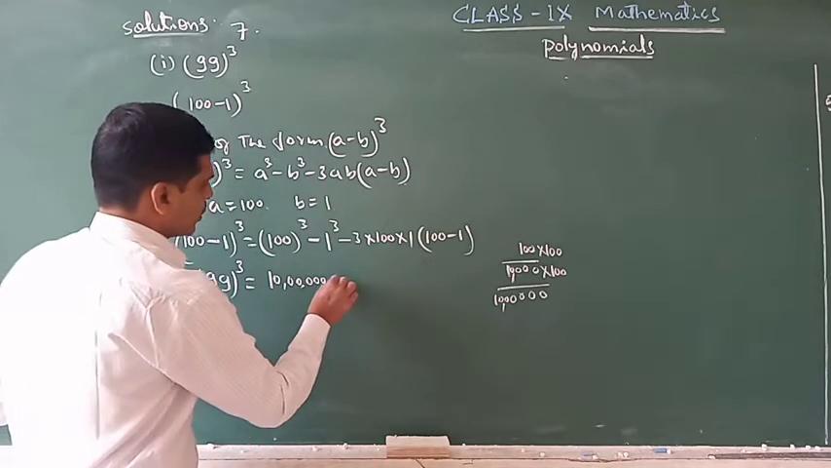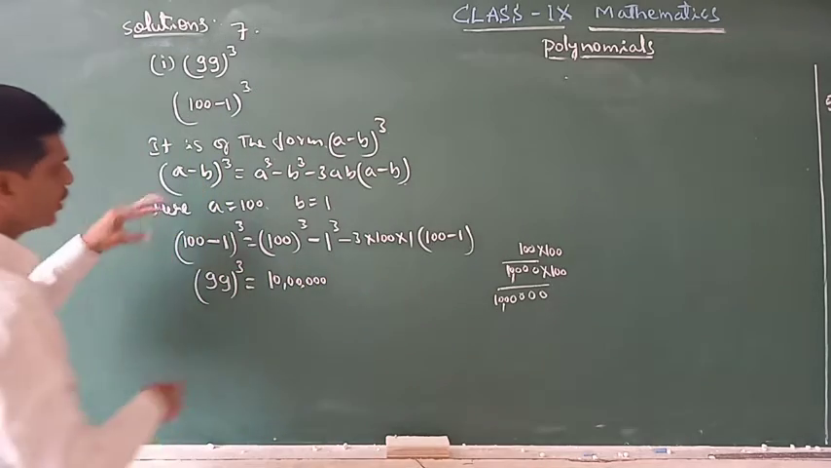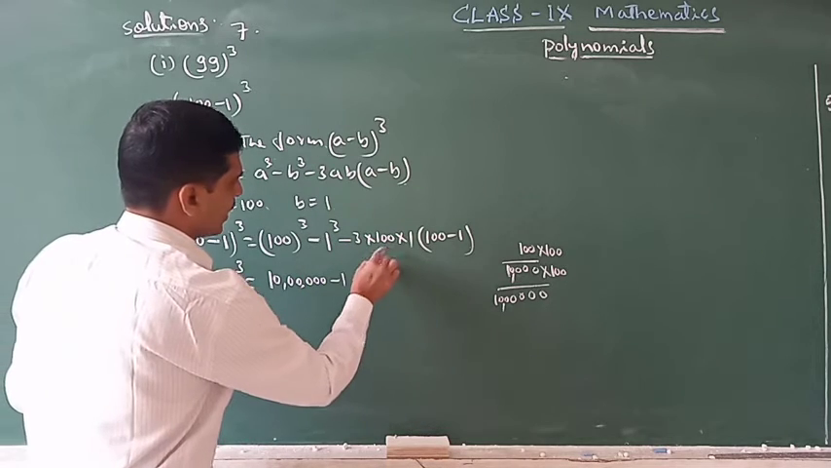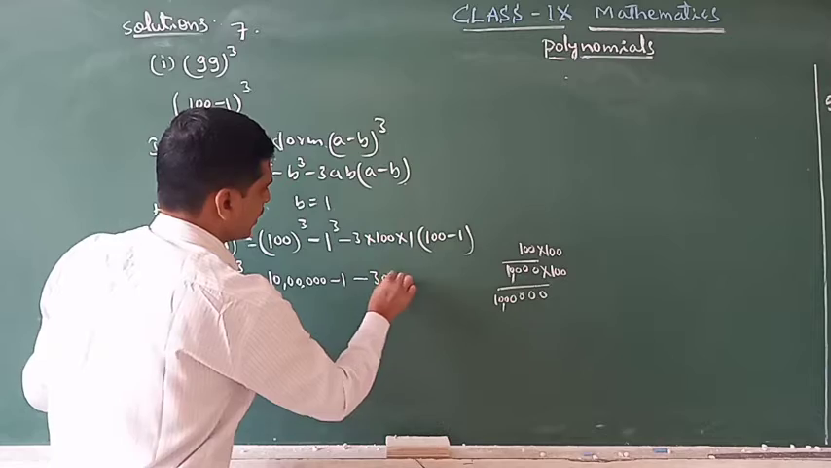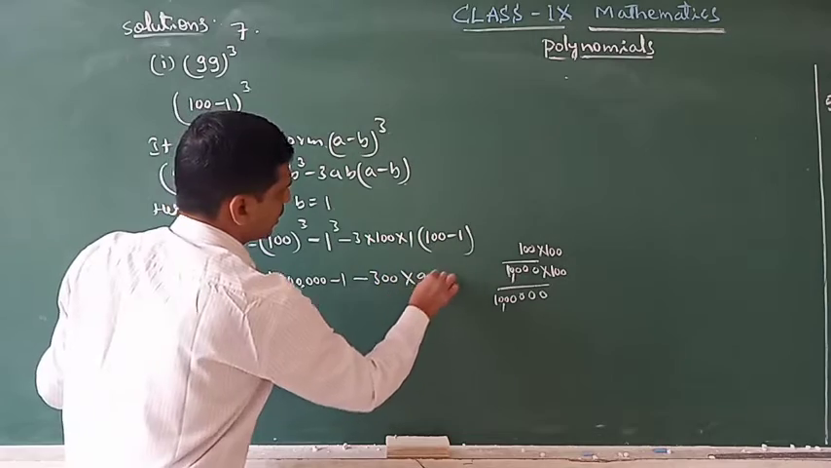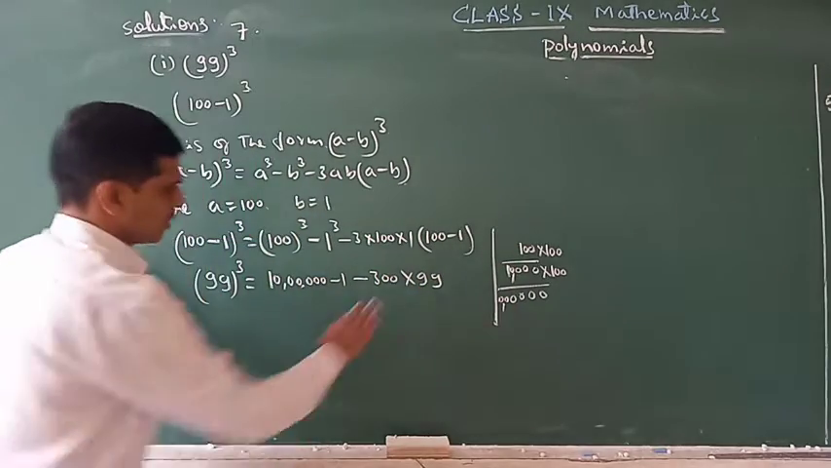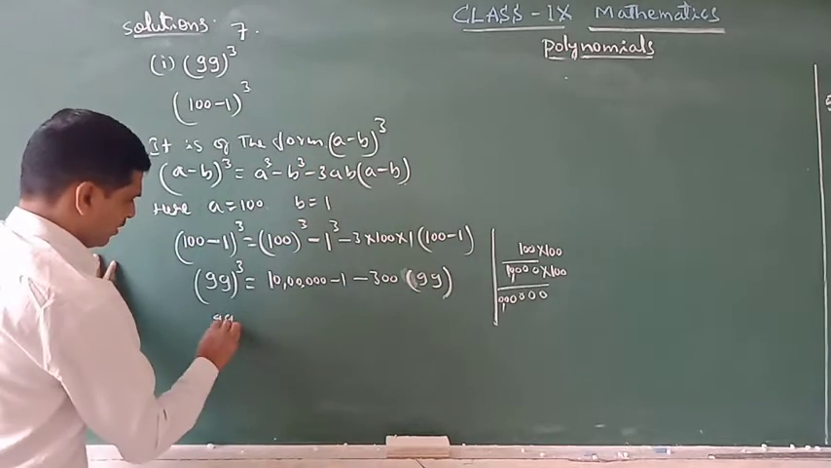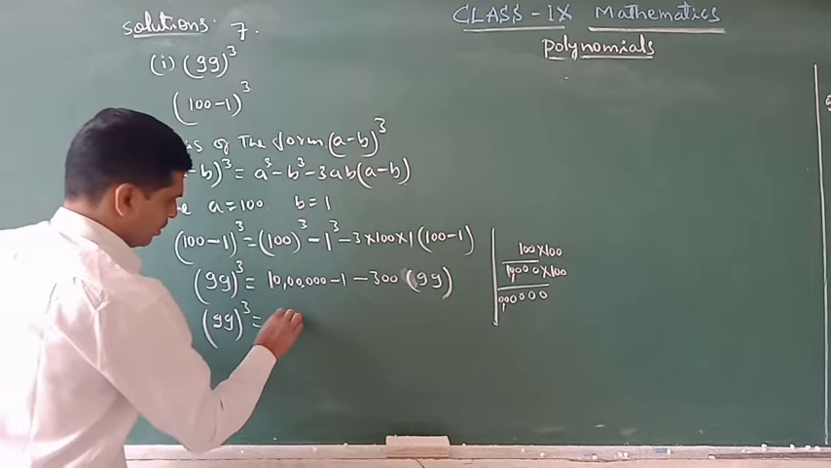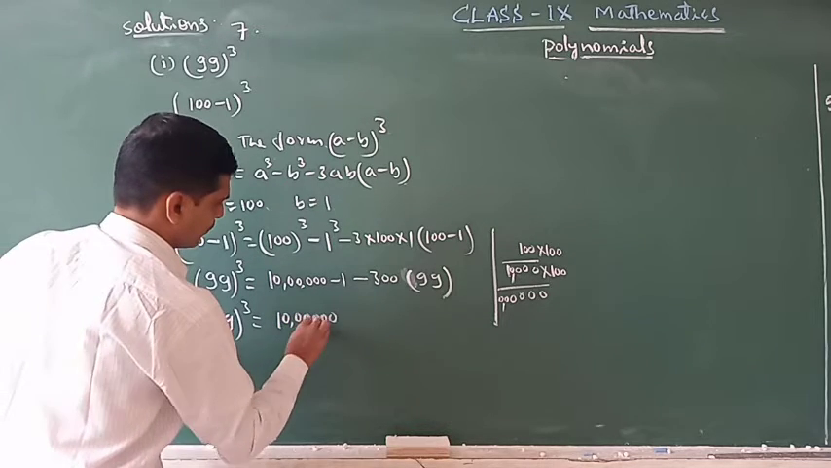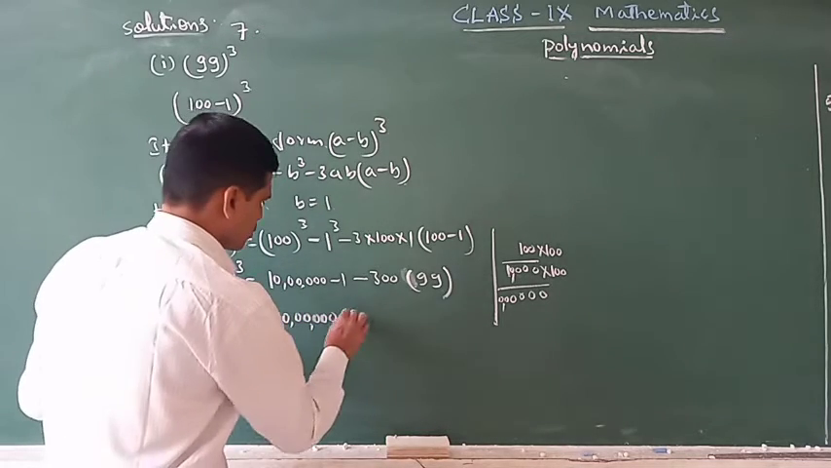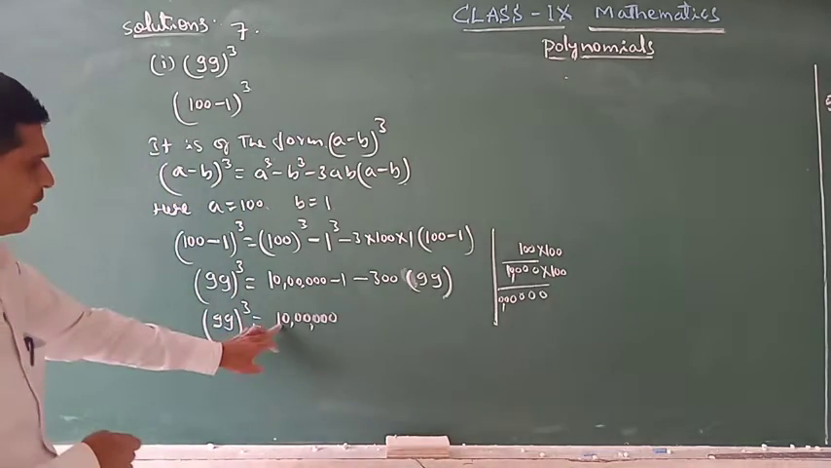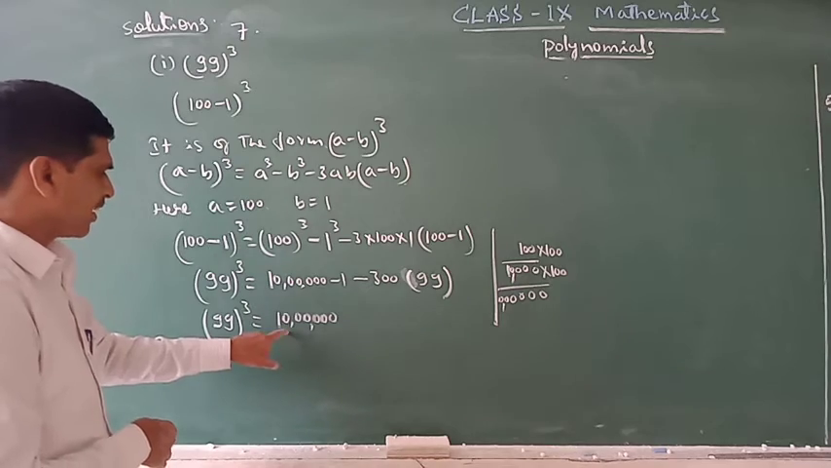Now minus 1 cube means, according to the question, you can expand this one only. This one becomes minus 1. Minus 3 into 100, 300 into 1, so that is 300. Otherwise you can use the bracket also, multiplication. So here 99 whole cube is equal to 10 lakh, minus 1, it means subtract 1 from 10 lakh, it becomes 9 lakh.